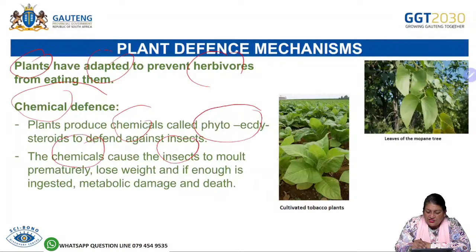So you can see tobacco plants also give off a very pungent smell so that nothing can eat the tobacco plants. Remember, your tobacco or your cigarettes are made from leaves. So if animals or herbivores had to eat them, then there wouldn't be any tobacco. Therefore, the tobacco plants give off a pungent smell, and that is a chemical for defense. Right. Also, the mopani tree, you can get mopani worms that can feed on them. So these mopani trees give off a very aromatic or pungent smell to repel certain insects from eating them.